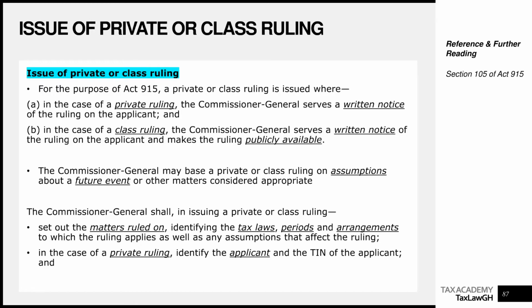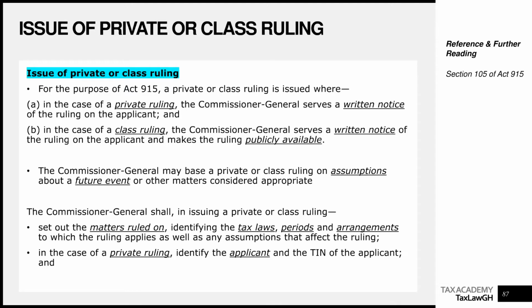So the Commissioner General may base a private or class ruling on assumptions about a future event that he considers appropriate. He can take into account a number of factors in the future that he feels will apply to the ruling. Then, when issuing a private or class ruling, the Commissioner General will set out the matters ruled on. Clearly, he will tell you, I covered capital allowance, I covered this, I covered that, I covered withholding tax. He will set out the matters clearly. He will identify the tax laws he covered. So was it the Income Tax Act, Act 896? Was it the VAT Act, Act 870? Was it the Customs Act? He mentions all acts he covered. He will mention the tax period that his ruling covers. He will mention any arrangements that the ruling relates to and any assumptions.